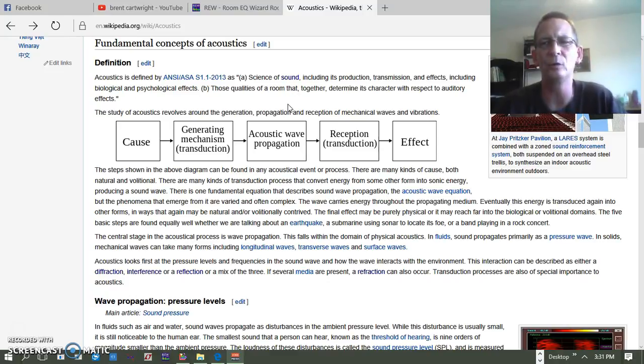So basically, let's just take a very simple example: your finger or your pick is going to strike a string, and that string is going to be the generating mechanism. The pick is going to be the cause, and then it's going to generate some sound, and it's going to propagate through the air, and then something is going to perceive it, that is, your ear.